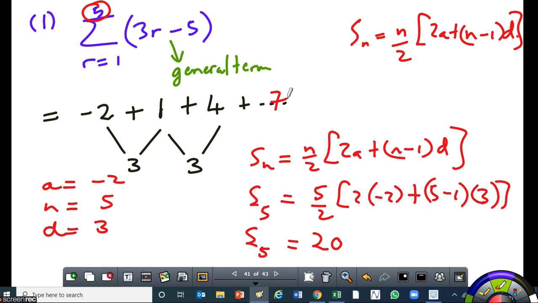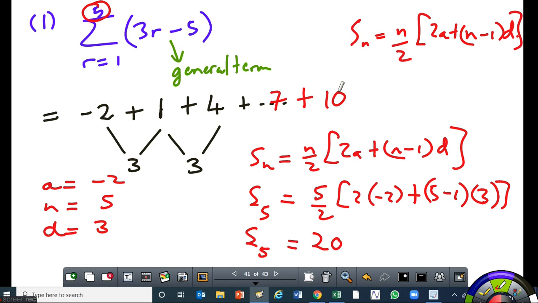You see these 3 here. To get the next term, I just have to add 3 to that 7. The next term will be what? 10. Once you know your common difference, then it is easy for you to write down all the terms. Especially if it's an arithmetic series, it's easier. Because you just add what? The d. And then you get all the consecutive terms.